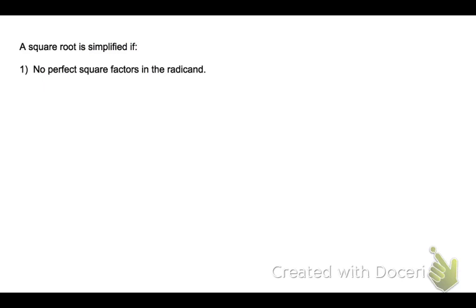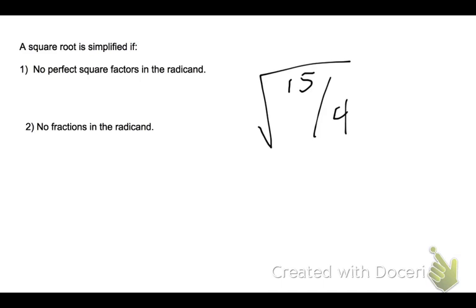The second thing is there are no fractions in the radicand. So for example, the square root of 15/4 is not considered simplified because there's a fraction inside the radicand.